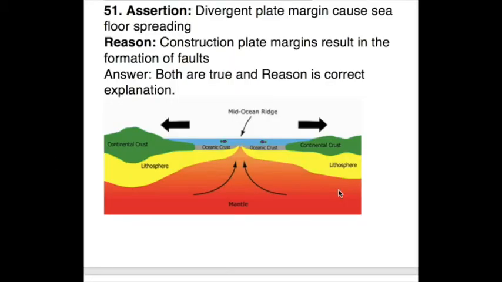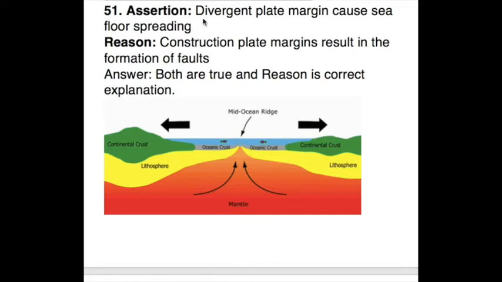Hi there. Let's start with assertion and reason. Assertion: divergent plate margin cause seafloor spreading. Reason: constructive plate margins result in the formation of faults. Assertion is correct, reason is also true, and reason is the correct explanation of assertion.